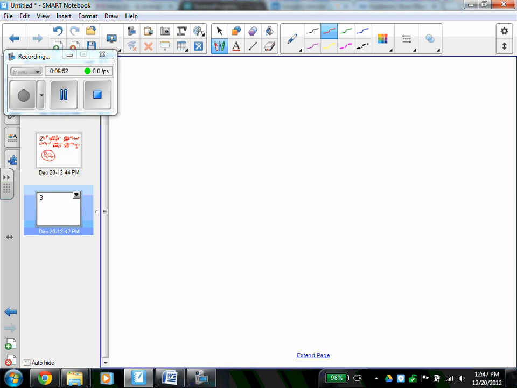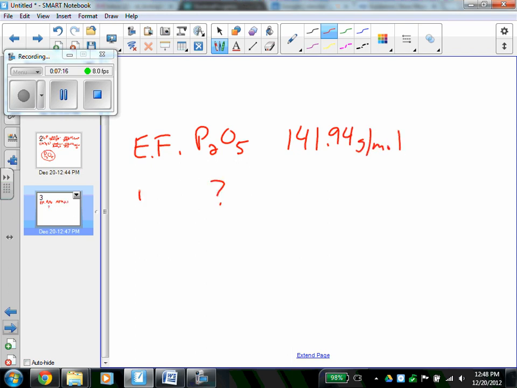So this is a molecular formula problem. I know a couple things, so let's write them down. I know the empirical formula is P2O5. And if I add up the molar mass of P2O5, so I have to add 2 phosphoruses to 5 oxygens, it comes out to be 141.94 grams per mole. Now I don't know the molecular formula, so I have a question mark here. But the problem tells me I have 283.89 grams per mole.